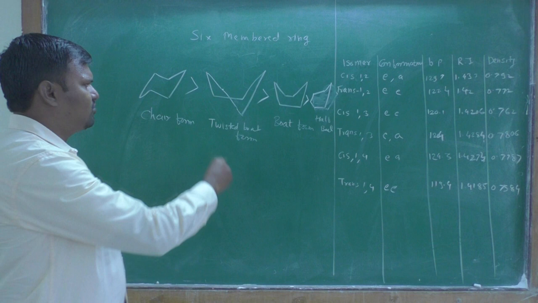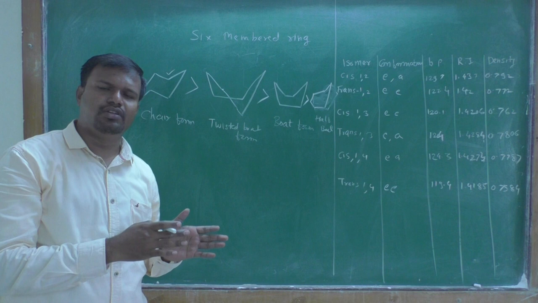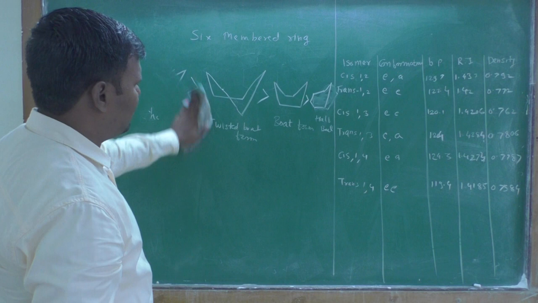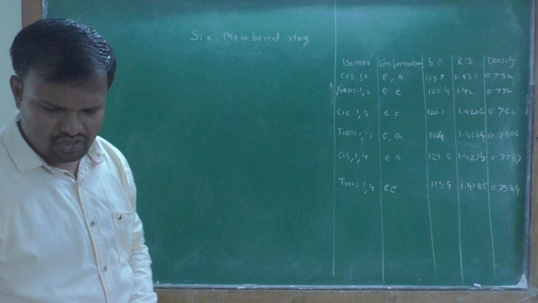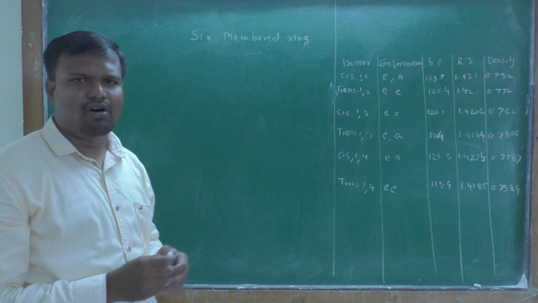The question is why the chair form is stable amongst all these forms. It is explained by using the staggered and eclipsed conformations. Before explaining why the chair form is stable, you have to know what the meaning of eclipsed form is and what the meaning of staggered form is.